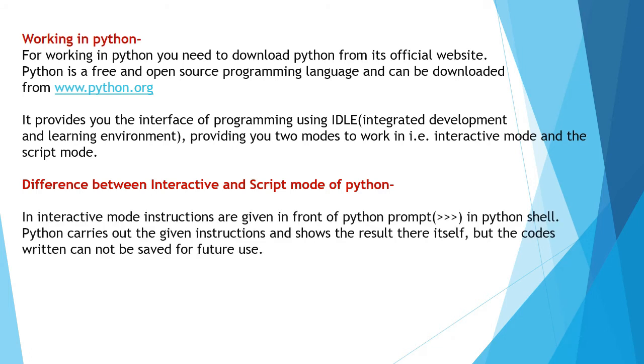In interactive mode, instructions are given in front of the Python prompt. These three arrows, whenever you open the interactive mode of Python, that is the IDLE, you will find these prompts in the Python shell, and these prompts tell you that you are working in interactive mode. If you switch to script mode, you will not find these prompts. Python carries out the given instructions and shows the result there itself in the interactive mode. So whatever code you write, you will get the output instantly there only. You don't need to go to some other place for the output.